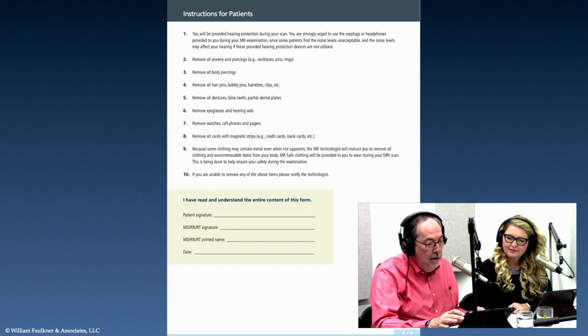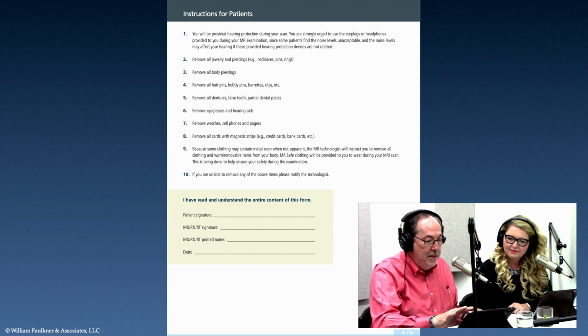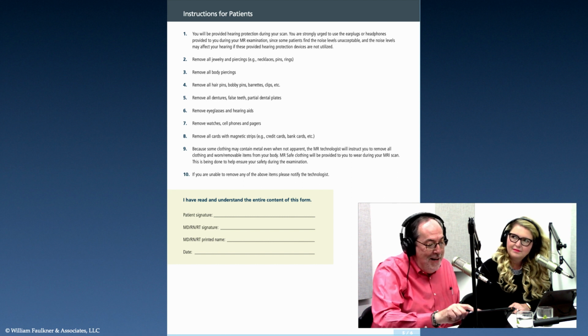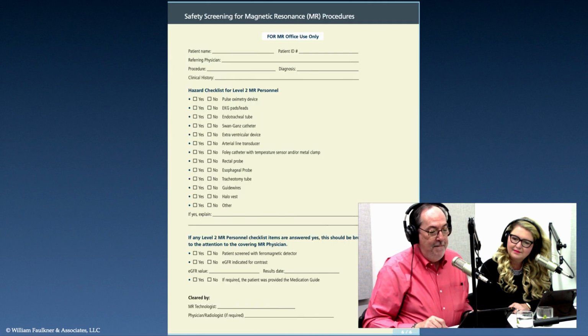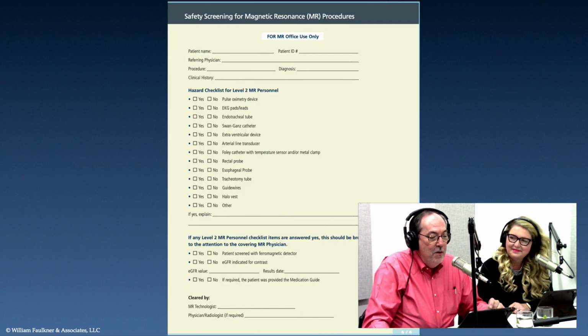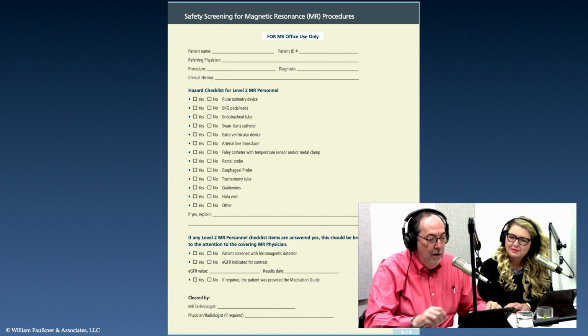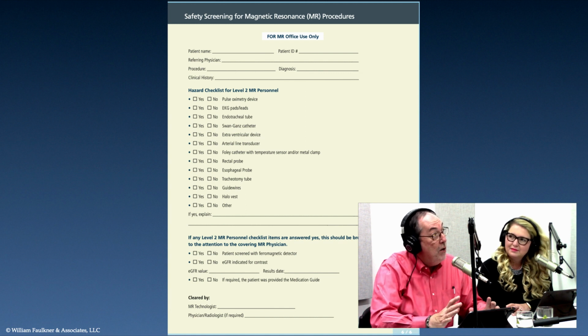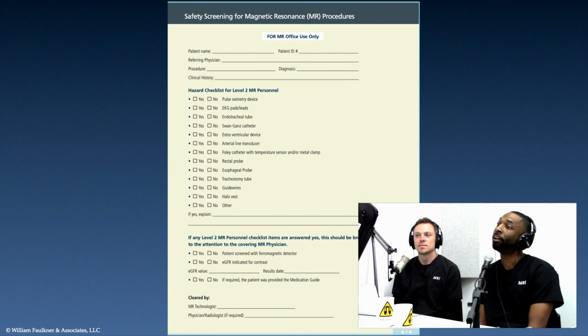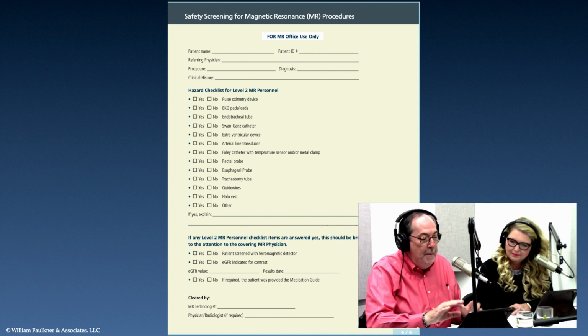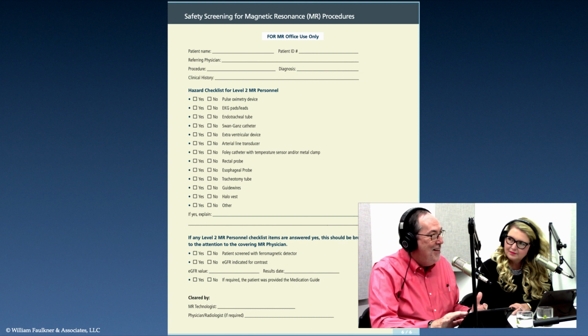Anyway, it goes through the items for the patient to remove, and then the patient signs that they've read and understand the contents of the form. The next page is one of my favorites: safety screening for MR procedures, for MR office use only. This is for the techs, or whoever the level 2 person is doing the screening. Who should screen is a whole other subject. But you basically have to know what you're asking if you're screening somebody.